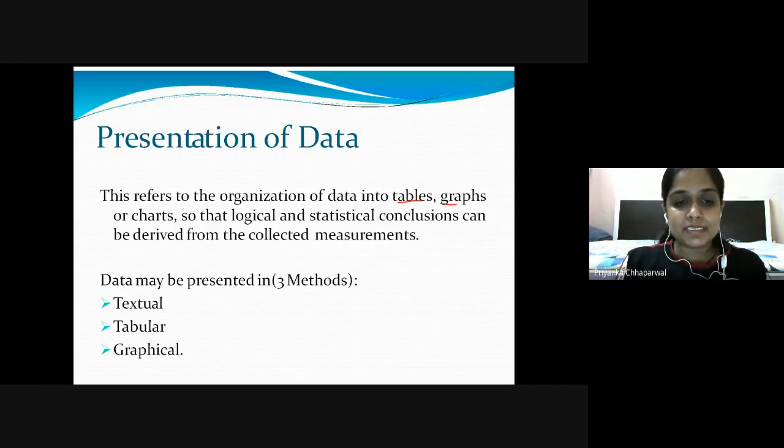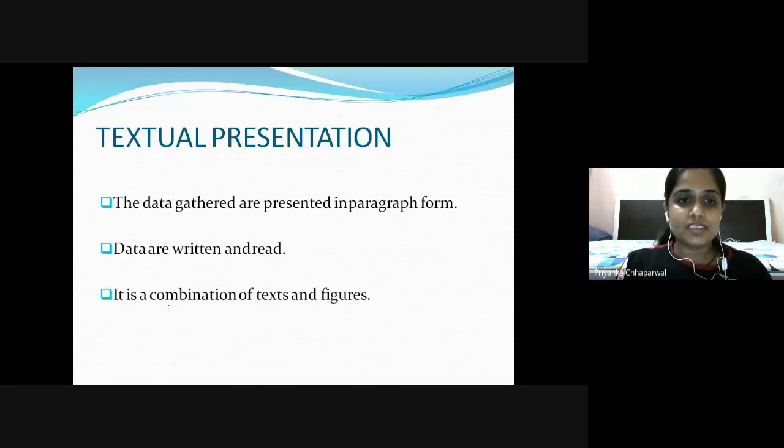Data may be presented in three ways in statistics. First is textual, second is tabular, third is graphical. So, presentation of data, first is textual. What is the meaning of textual presentation? Textual presentation means that data are presented in a paragraph form.